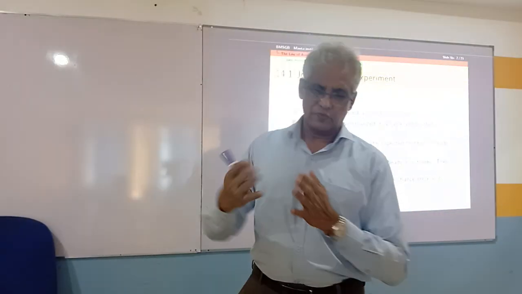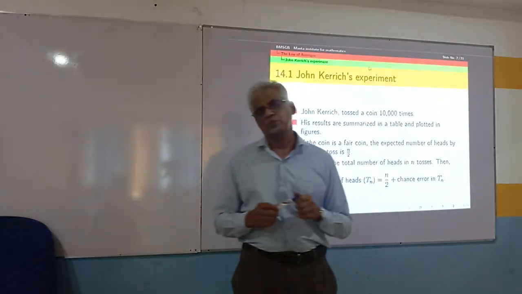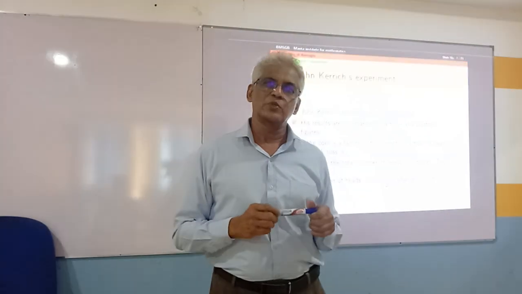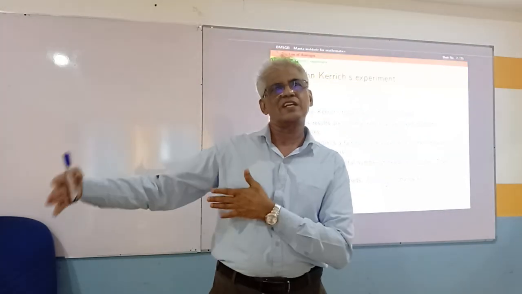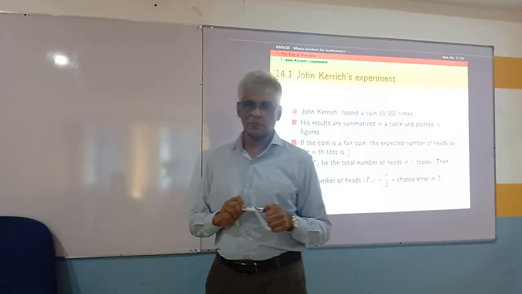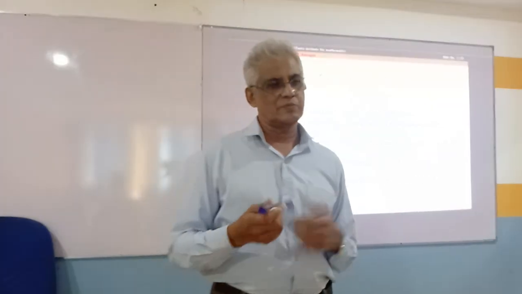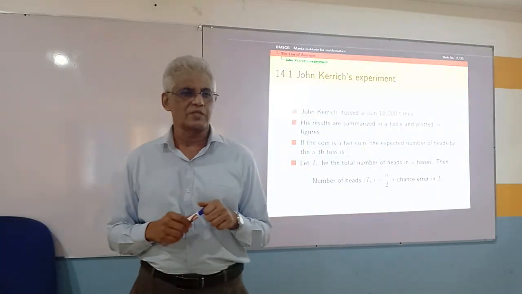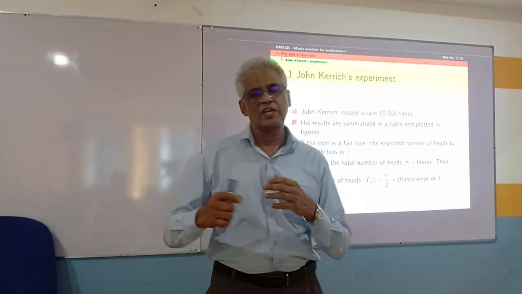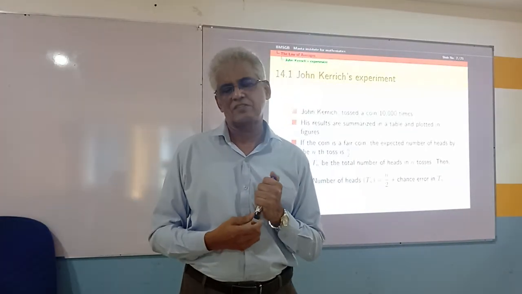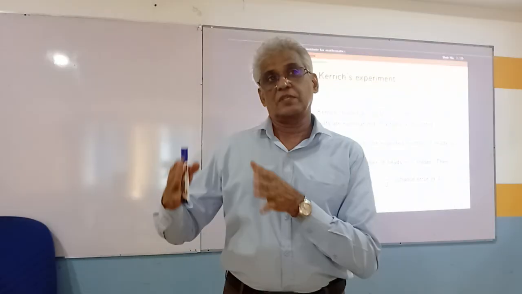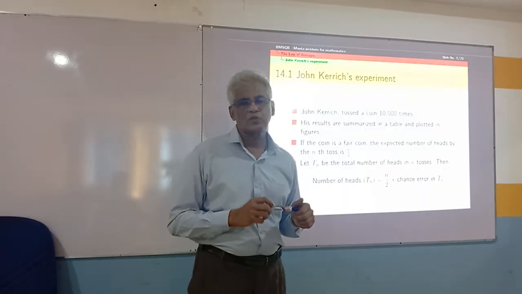So if you think that this coin is a fair coin, you expect head and tail to come with equal probability. Therefore, if you toss it n times, on average, how many heads do you expect? N over 2, right? Because the probability of a head is 0.5. If you toss it n times, you expect n over 2 heads. So that is called the expected number of heads. But the actual number that we observe will not be exactly n over 2.